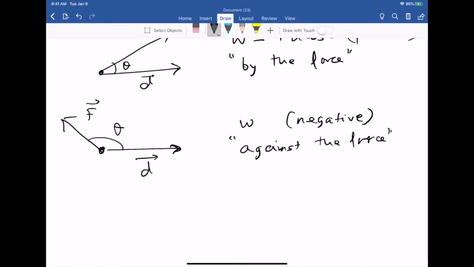Okay, there's one more case. What happens if the force is in this direction and it's at right angles to the displacement? So in that case, the work done is 0.